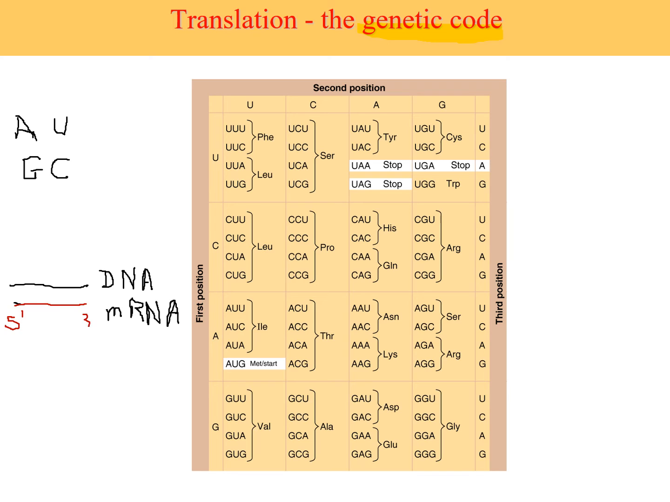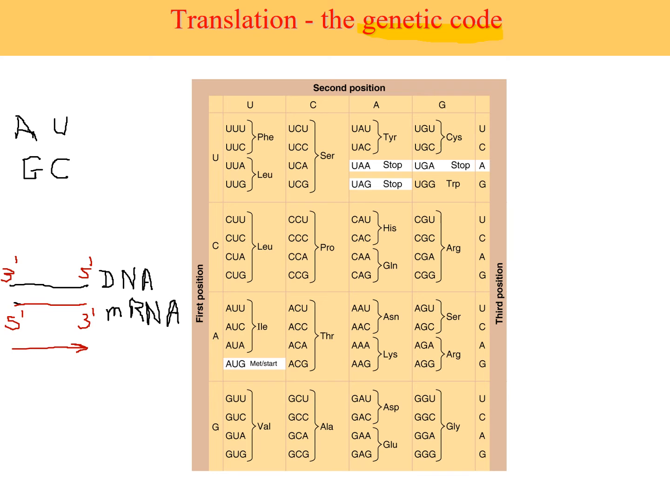And again, if you know that this strand is 5' to 3', this is going to be 3' to 5' for the DNA in the gene. So the new strand is always made in this direction, 5' to 3'.